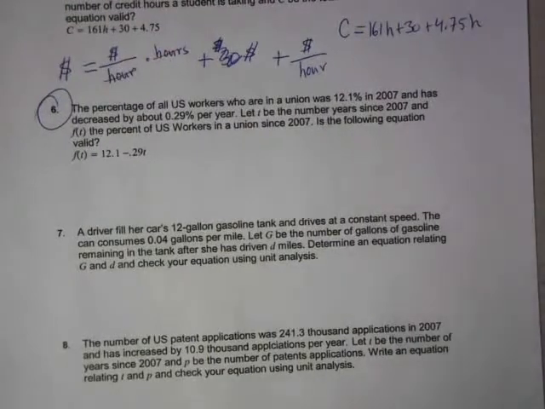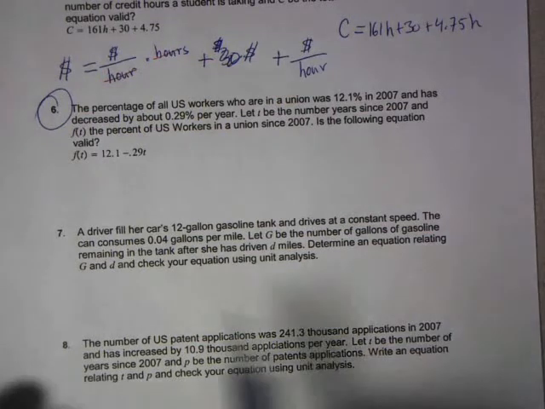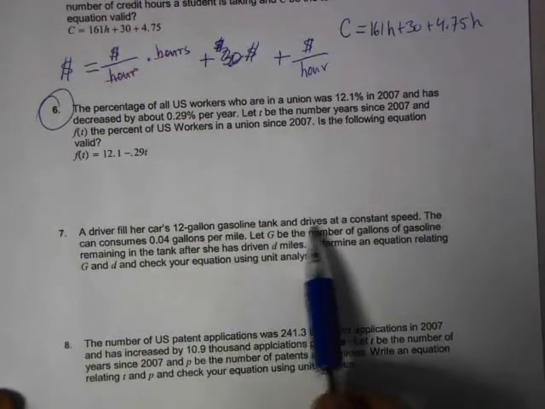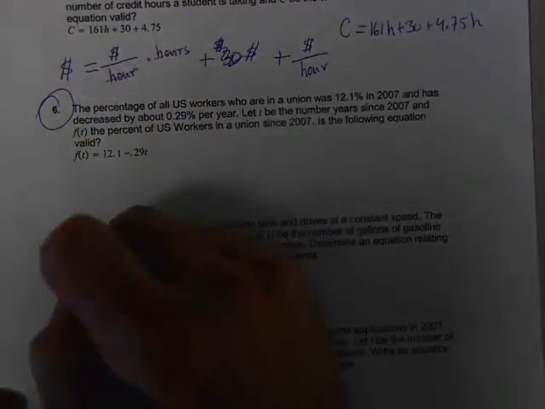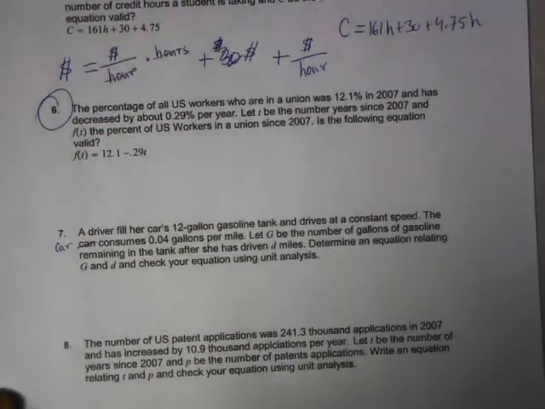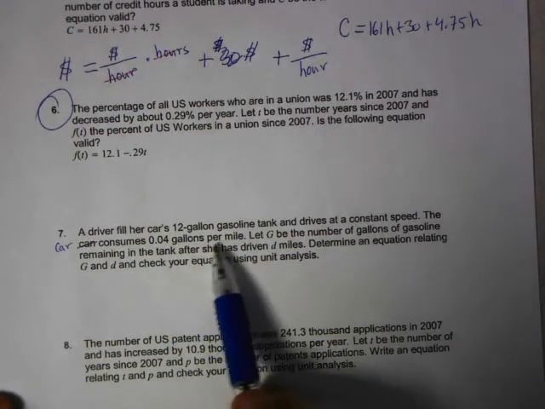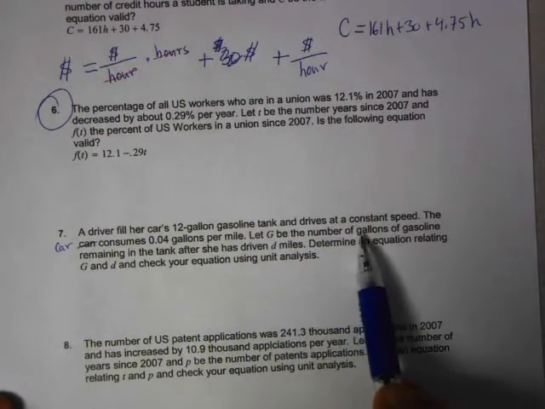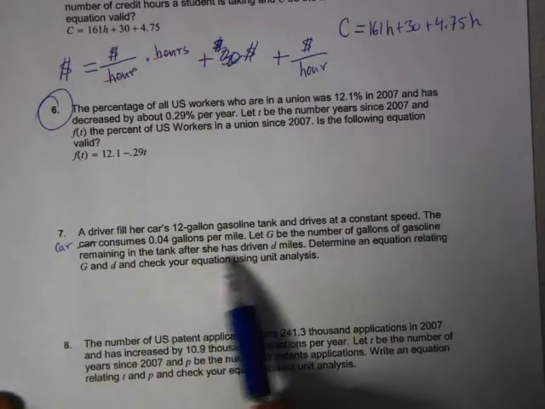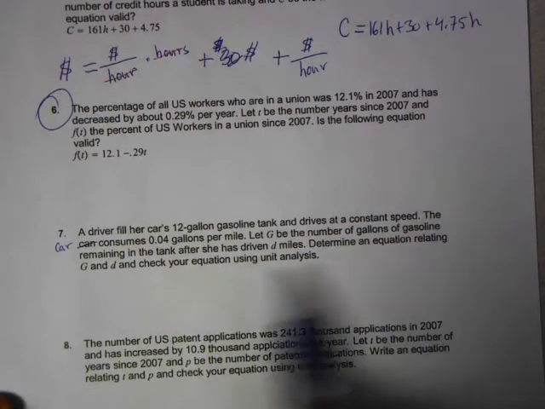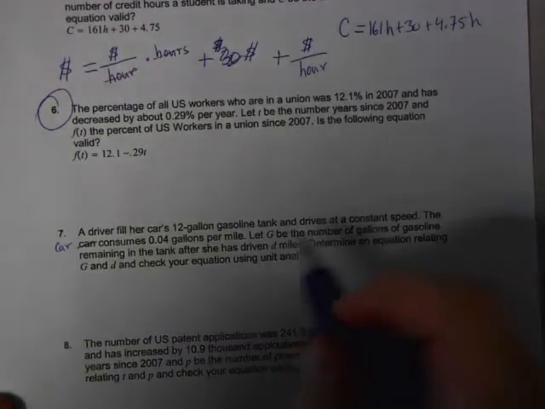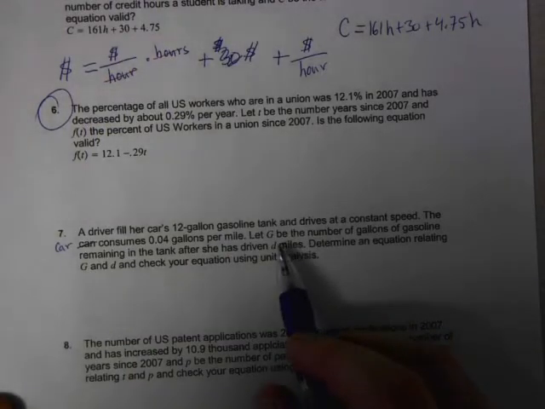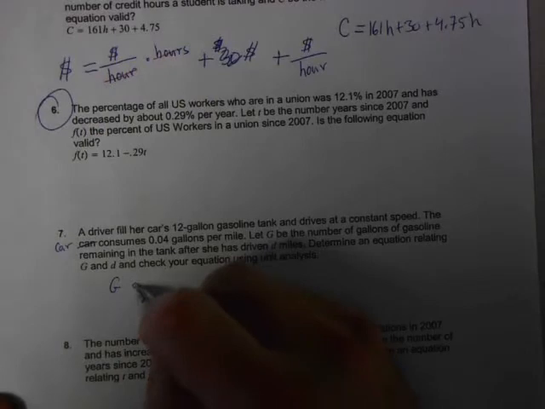All right, now let's look at number 7. A driver fills her 12-gallon gasoline tank and drives at a constant speed. The car, that's not a can, that's a car. The car consumes 0.04 gallons per mile. Let G be the number of gallons of gasoline remaining in the tank after she has driven D miles. Determine an equation relating G and D and check using unit analysis. All right, so what I would do is I would write down what I know. I know G is in gallons.